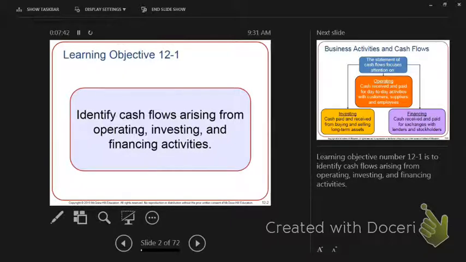All right. And then it talks about cash. And the one thing that you want to keep in mind is cash is not just what's in your pocket and what's in the bank, but it's also, remember, cash equivalents. So anything that's 3 months or less is considered a cash equivalent.